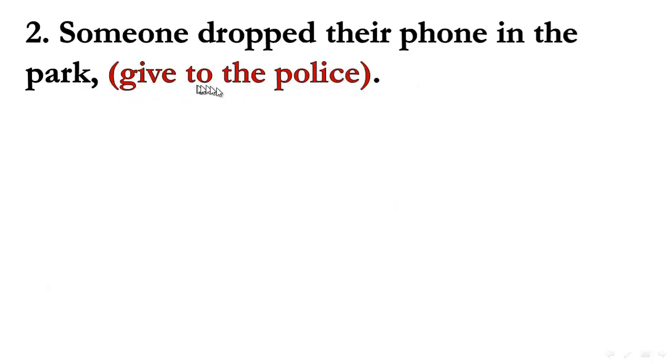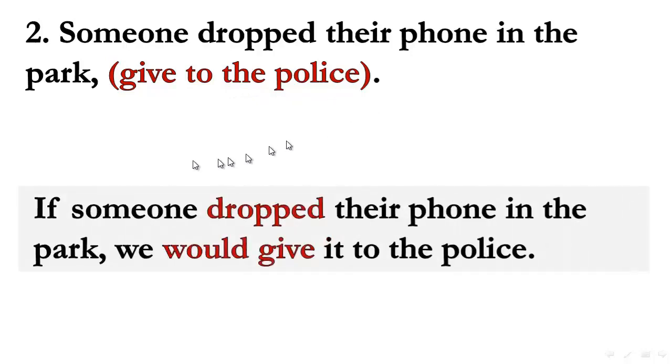Next one. Number 2, someone dropped their phone in the park. Between brackets, give to the police. Okay? So with if, I can write here, if someone dropped their phone in the park, comma, we would give it to the police. So as you note here, dropped, past verb, and here would give, with would and the base form or the infinitive form of the verb give.